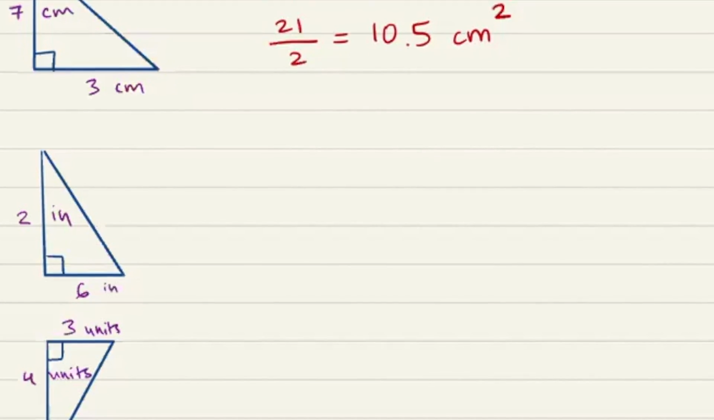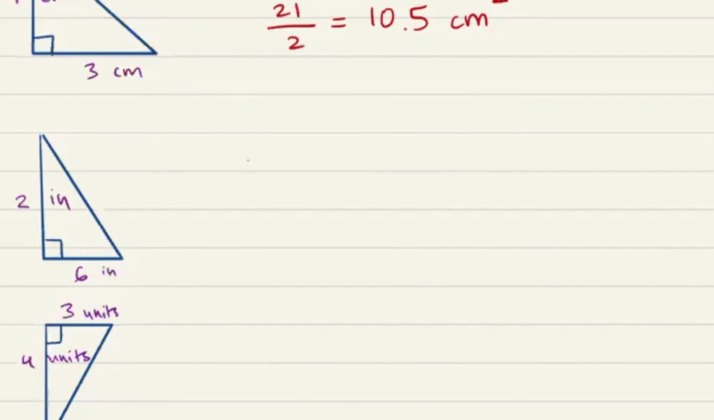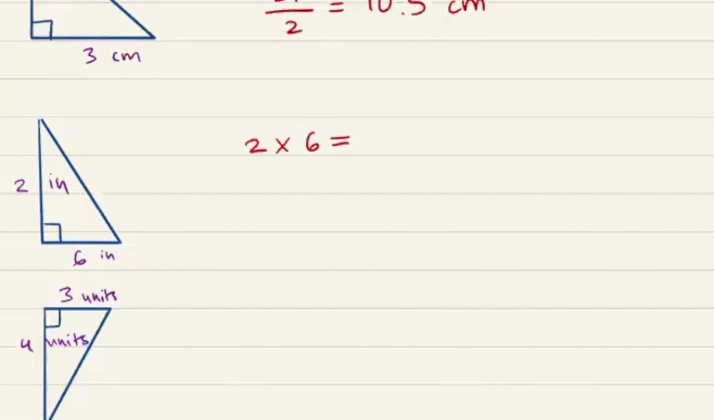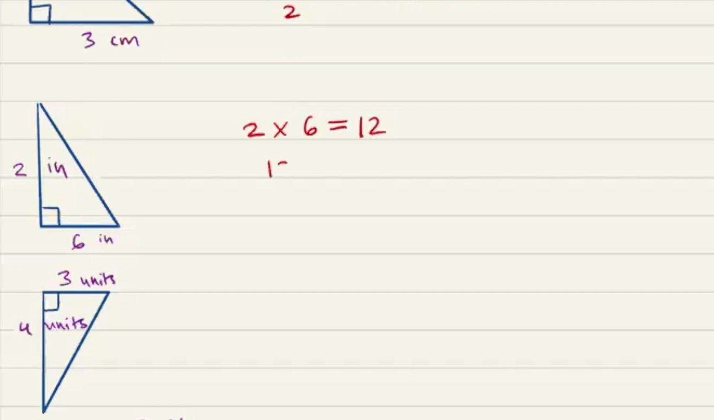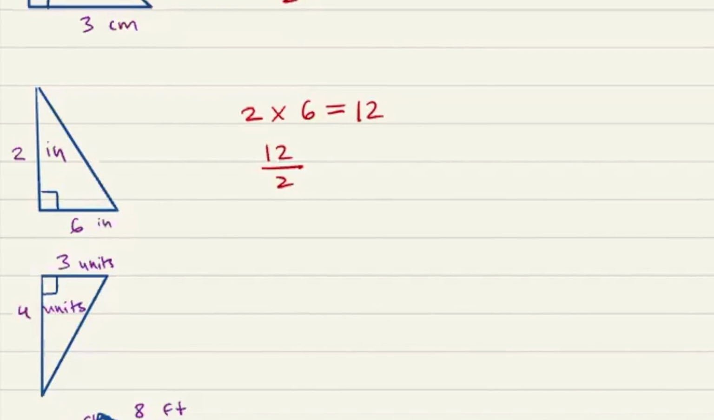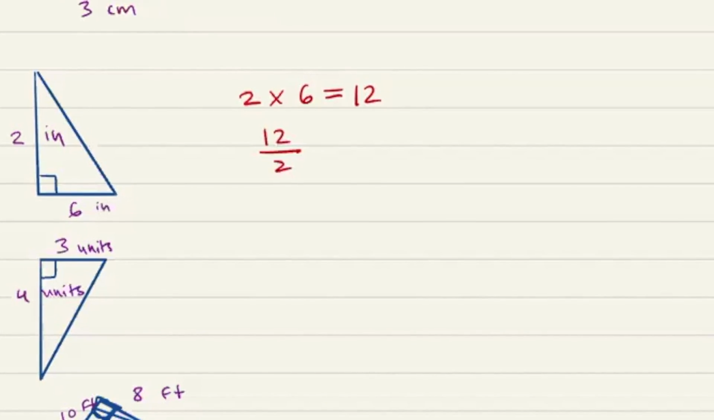Let's move on to problem 3. Here our base is 6 inches and our height is 2 inches. 2 times 6 is 12. 12 divided by 2 is 6. Therefore, our area is 6 inches squared.